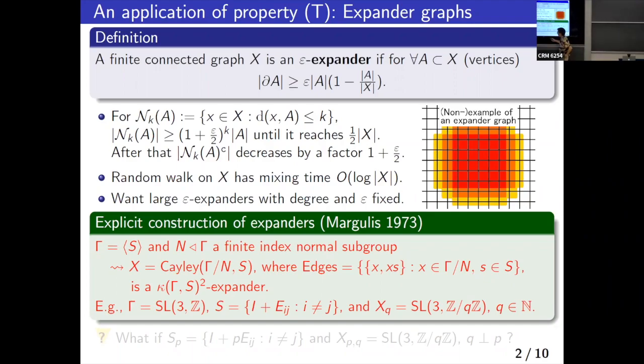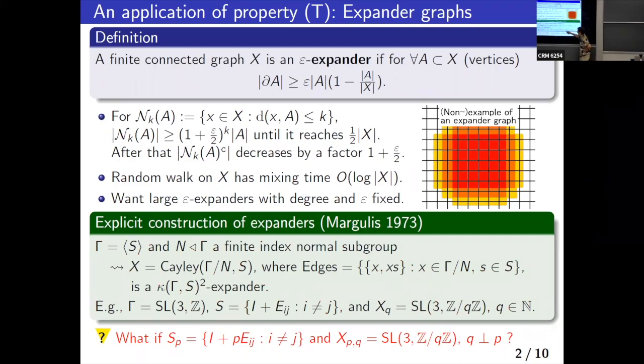So this applies to property T groups like SL3Z. We fix a generating set: ones on the diagonal and one at some ij position, an elementary matrix. And the quotient is SL3Z over QZ. Then the question: what if we change the generating set, but the group is still SL3Z over QZ?